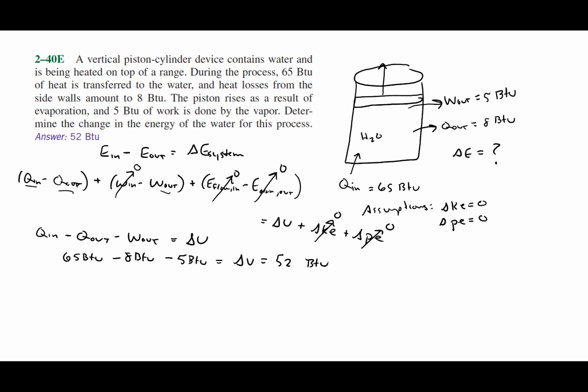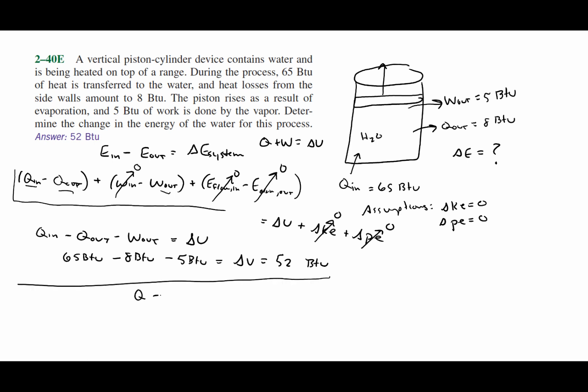Okay, so we wrote this equation one way using this form, which was assuming that we were using Q plus W equals delta U. What if we had used this form of the equation, so Q minus W is equal to delta U? Well, we're still going to end up with the same thing. So I'm just going to write out this equation. So we have Q in minus Q out. And then we have minus, because we have Q minus W, and then we have work out minus work in is equal to delta U.